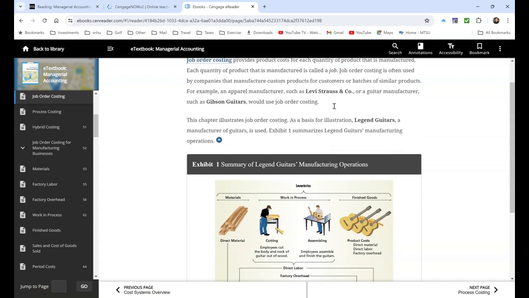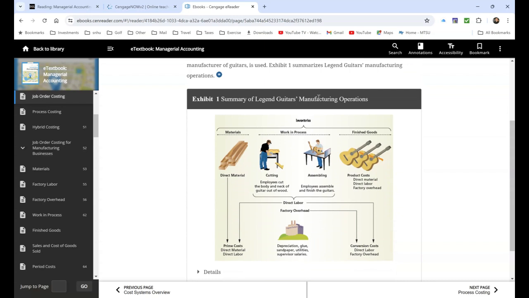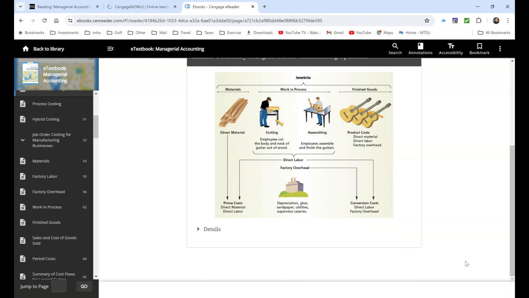And so we are going to make guitars. Here's a summary of Legend Guitars' manufacturing operations. Again, you have direct materials, work in process, finished goods, and then you have your direct labor and direct materials, and then you have to allocate your overhead. Really, this is what we're looking at: how do you allocate overhead?